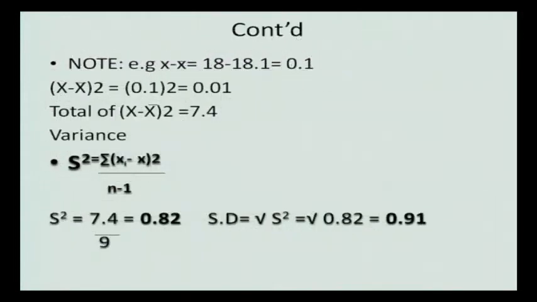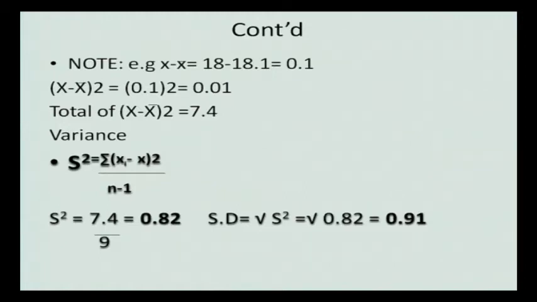After I added everything up, I got 7.4, and that's for the numerator. Then where do I get my 9? Don't forget our n. You count the number. How many rows do we have? How many is the data? That is 10, so 10 minus 1. That's where I got my 9.